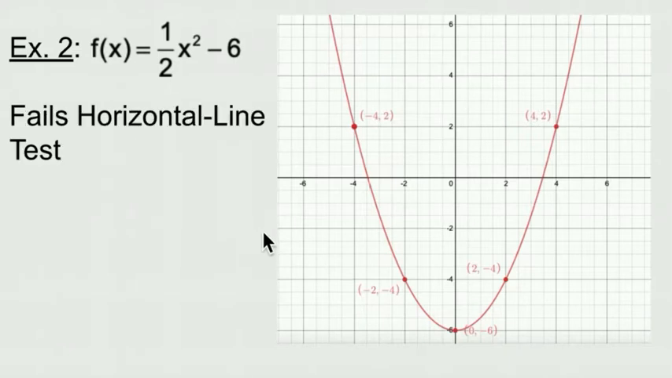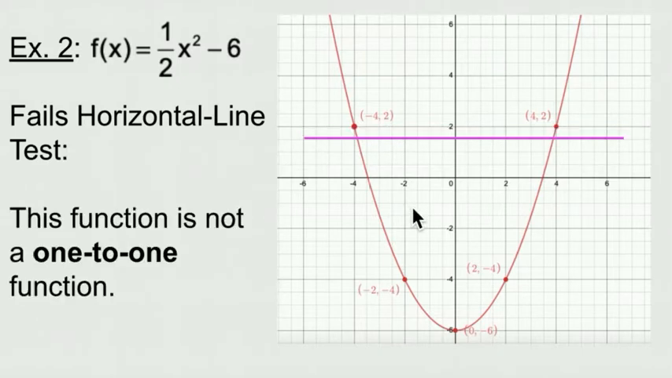Browning told you was that this function fails what we call the horizontal line test. So if a horizontal line is placed on this graph, it will cross two places at the same time. It's still a function. It's okay for a y-coordinate to have two x-coordinates assigned to it. It's just not a one-to-one function.